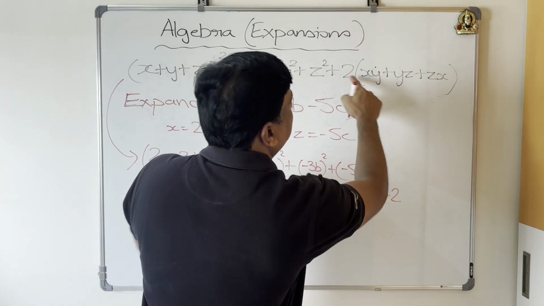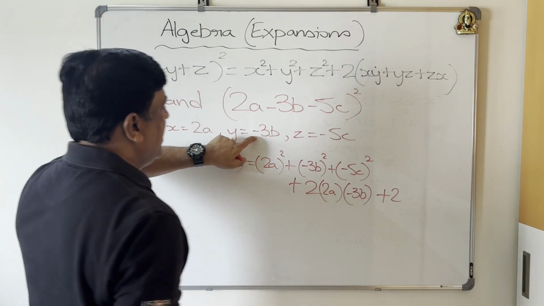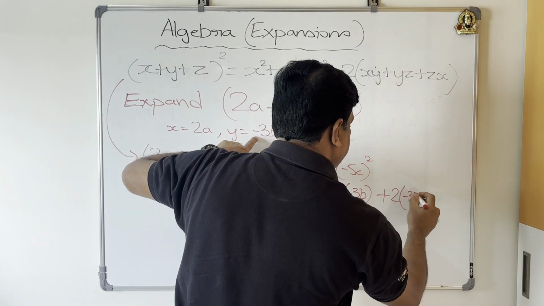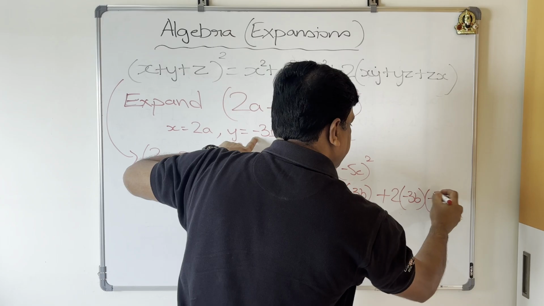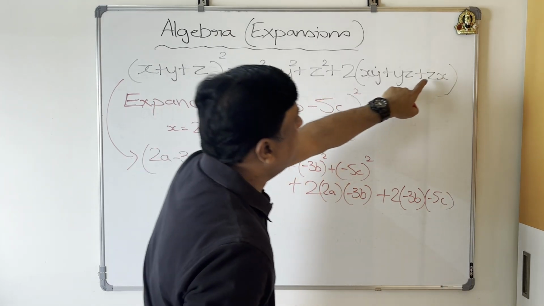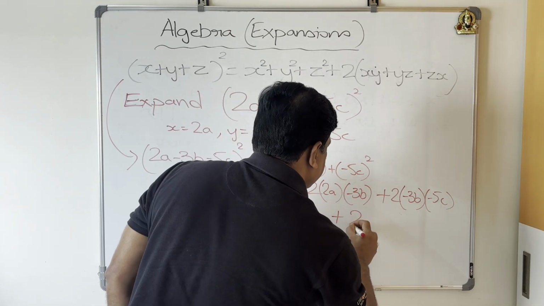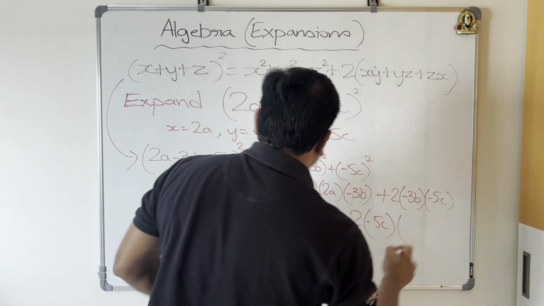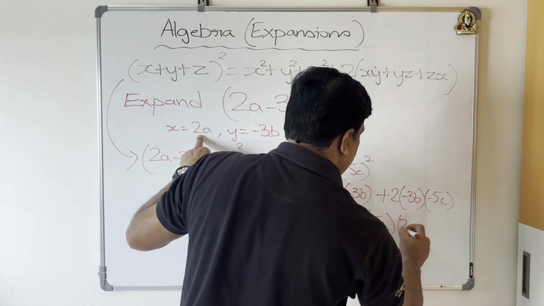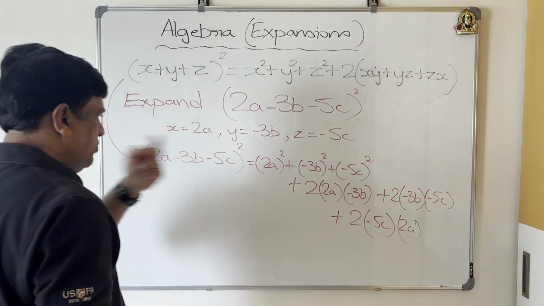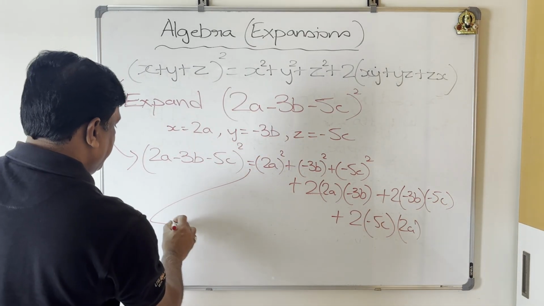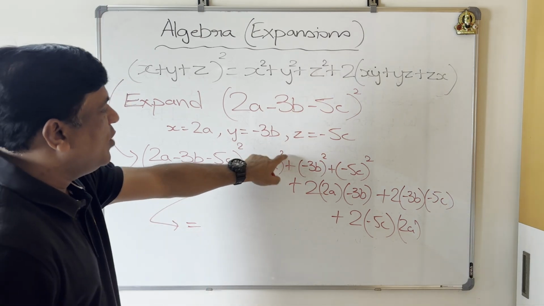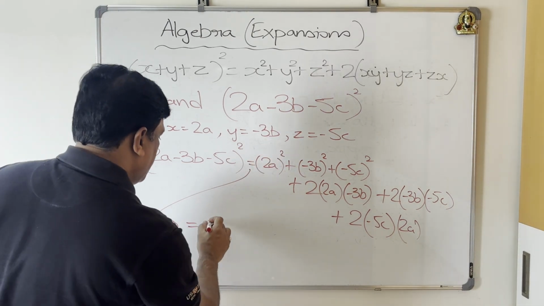Plus 2 again, because this 2 has to be multiplied, times minus 3b times minus 5c, and then again plus 2zx. What is z? Minus 5c, and x is 2a. Now open up. What do you get? So this one, if we take it here, (2a)² is 4a².